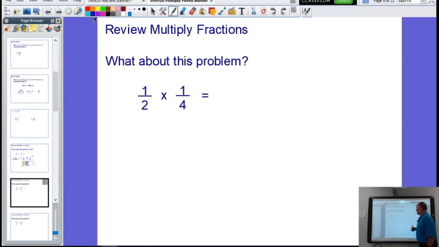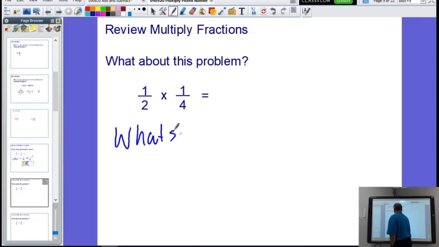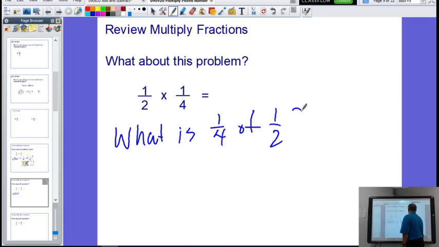Okay, well, if that's the case, then let's look at another one. What if I gave you this one? So what does this one say? Write down the question real quick. Okay, hopefully you wrote down the question that says, what is 1/4 of 1/2? Because you'll notice that this is the first fraction we talk about, and I want to know what is 1/4 of that.